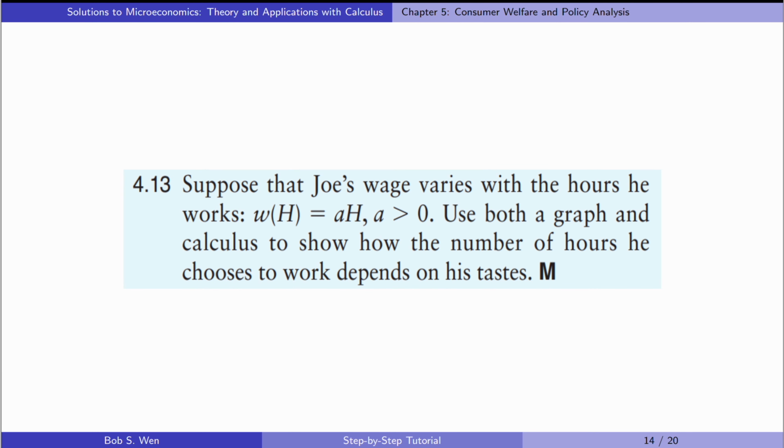Let's solve exercise 4.13. Suppose that Joe's wage varies with the hours he works. Wage is a function of work hours. Use both a graph and calculus to show how the number of hours he chooses to work depends on his tastes.